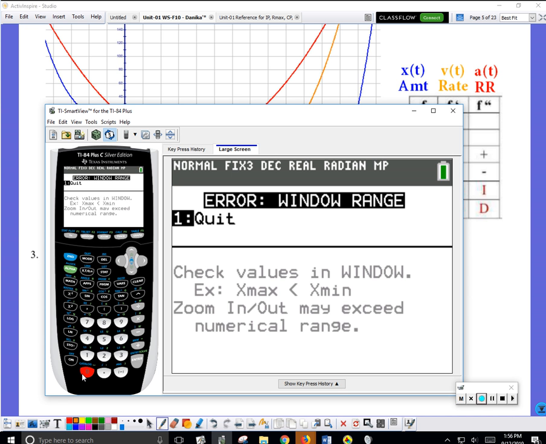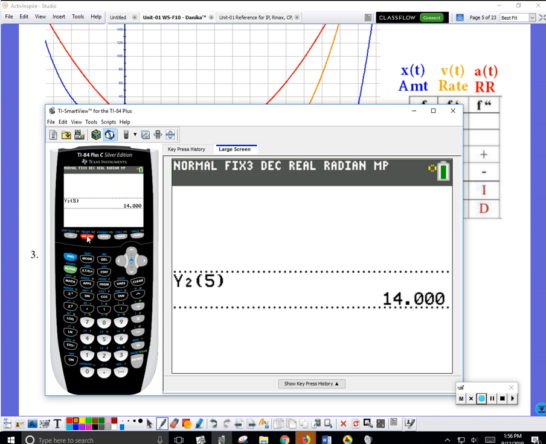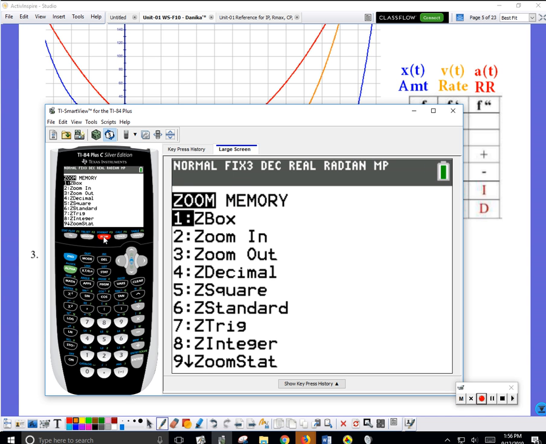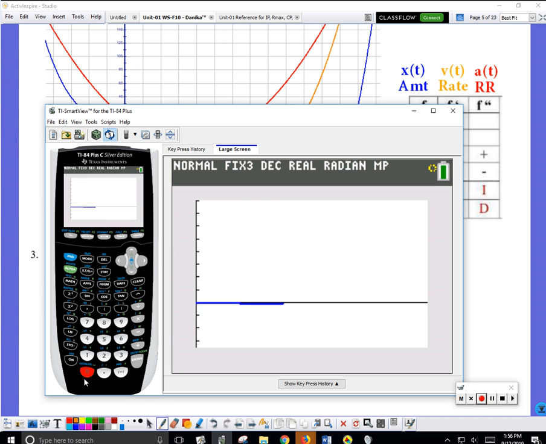You did 4 to 1. Shoot. You did a 4. Dumb calculator. 0 to 0.3. There we go. Operator error. Shoot. Wait, what is it? 0 to 0.3, sorry.